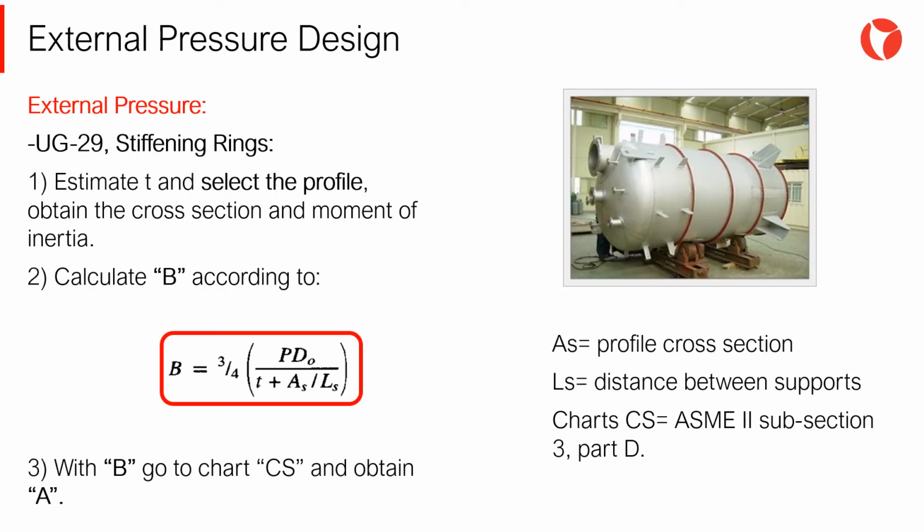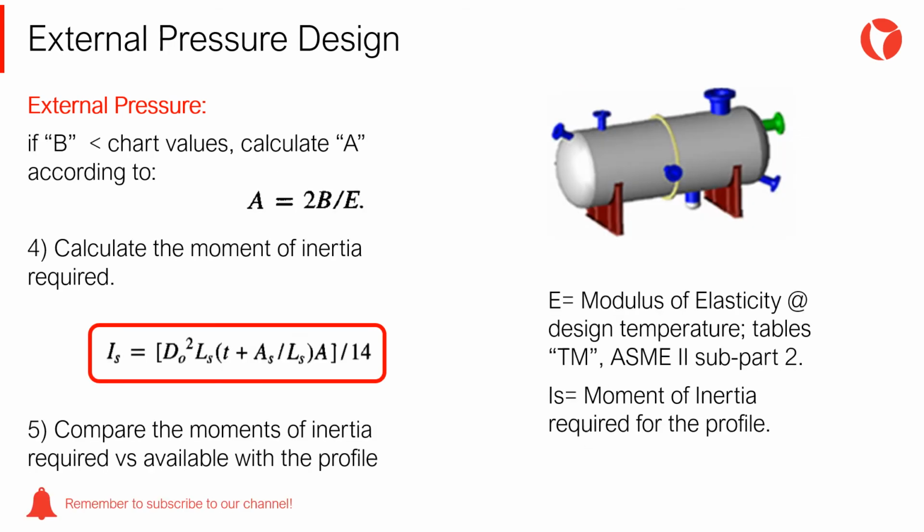With the introduction of stiffeners, another verification method must be followed. Stiffener's verification process is the reverse of the one seen for the shell. It starts calculating the B factor, therefore to obtain factor A from the corresponding table. Ultimately, this method will allow us to compare the moment of inertia required with the moment of inertia available. If the available inertia in the vessel is not enough, bigger and/or more stiffeners shall be adopted.